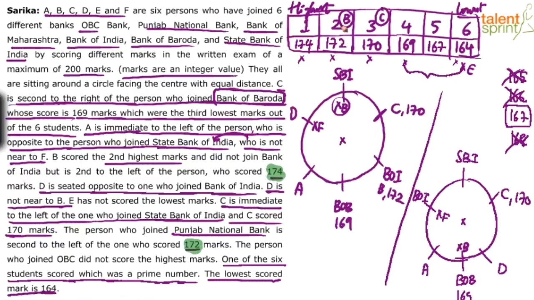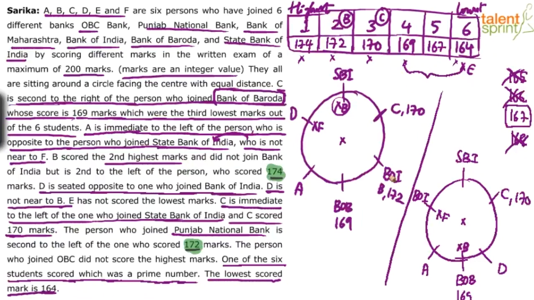We know that B has scored 172. So 172 and B have to be together. B cannot come here. A, D, C have occupied these 3 seats. So B anyway cannot go there. This seat was available, but we have noted for some reason that B cannot sit there. So the only choice left for B is this. Bank of India and 172.